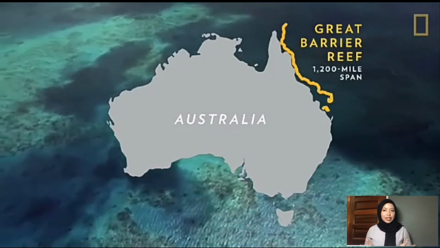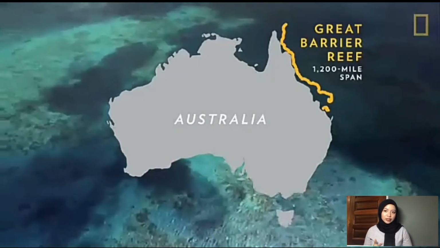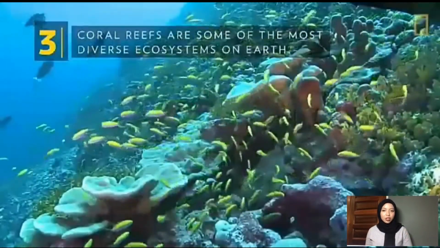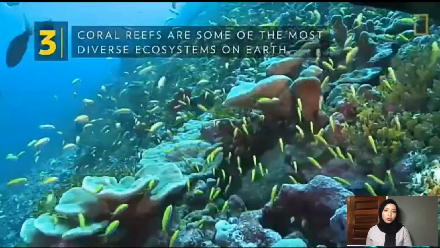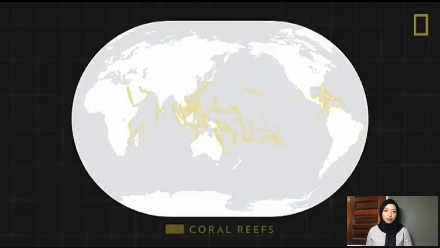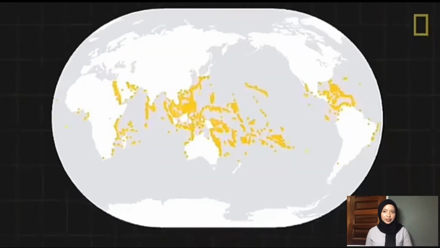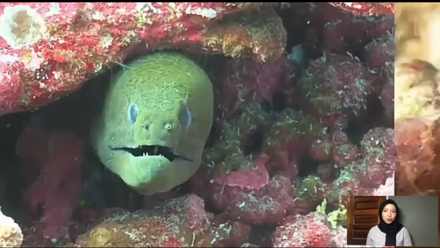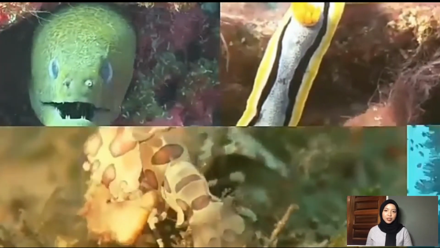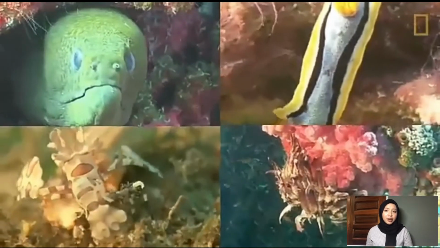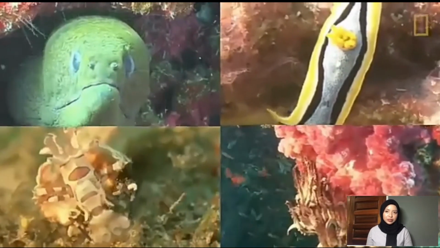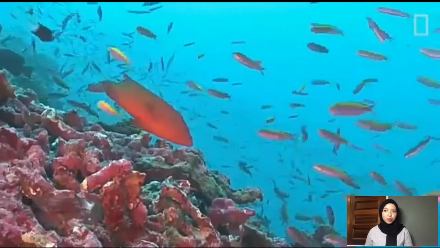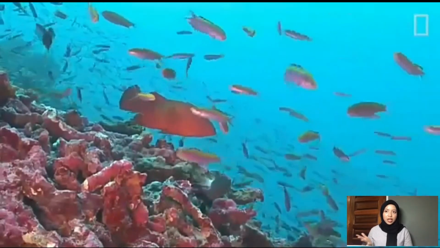Coral reefs are some of the most diverse ecosystems on Earth. Though they cover less than 1% of the ocean floor, coral reefs are home to 25% of all marine creatures. It's been estimated that up to 2 million species inhabit coral reefs, rivaling the biodiversity of the rainforest. The reef provides rich habitat that helps protect young fish as they grow.